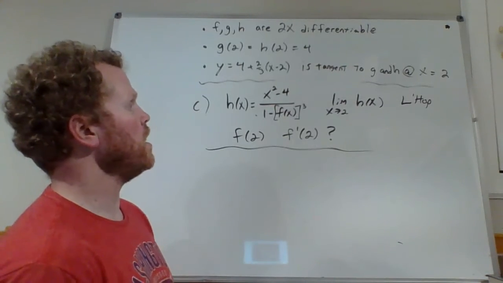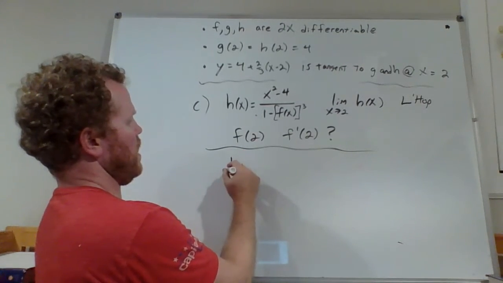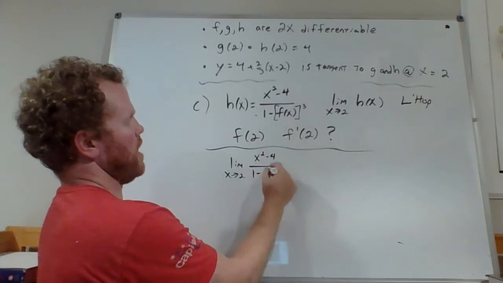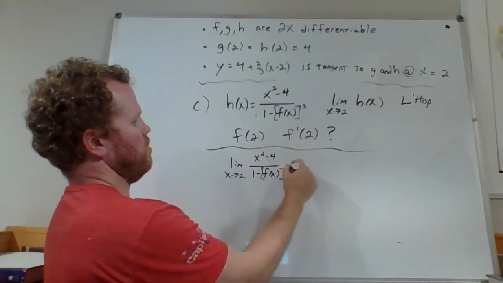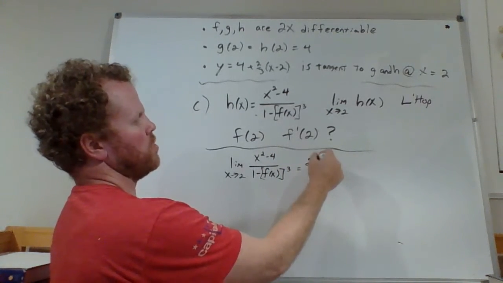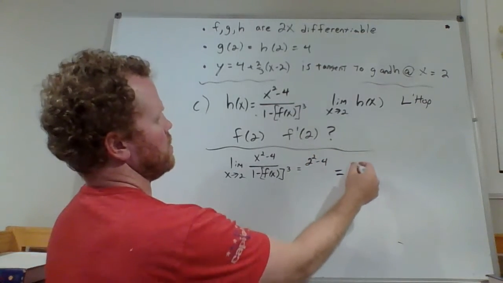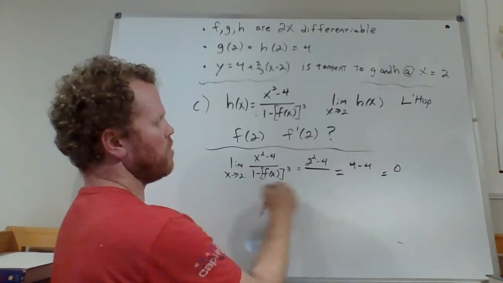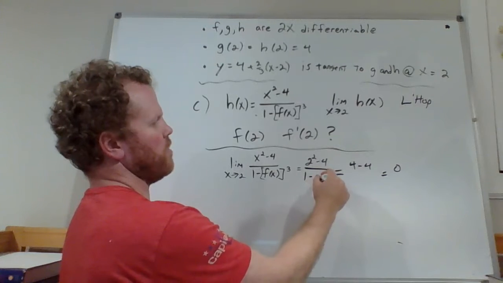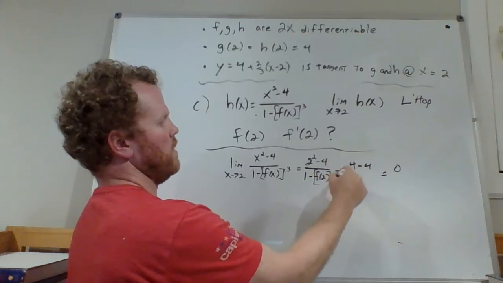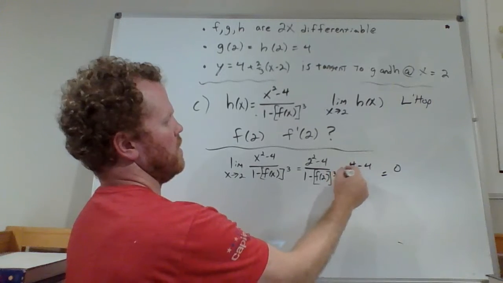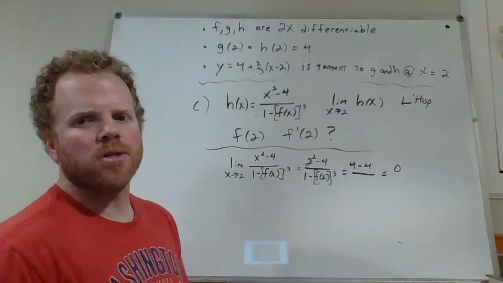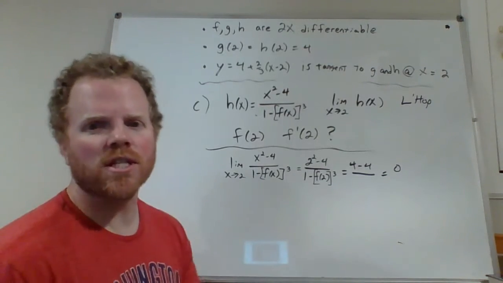So, if we try to do the limit as x goes to 2 for this x squared minus 4 over 1 minus f of x cubed function, up top you're going to get 2 squared minus 4, which is 4 minus 4, which ultimately is 0, over, well, we don't know what f of x is, so you can plug in 2 if you want. But ultimately we can't cube it or do anything with that because we don't know what it is.